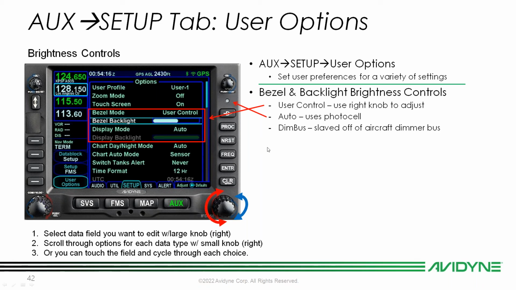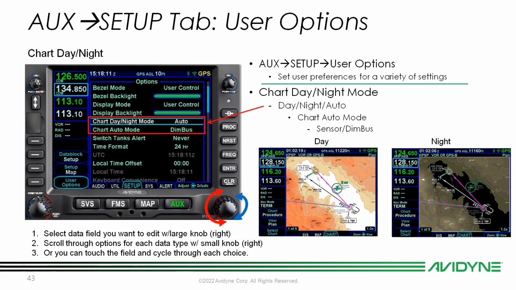And then dim bus. If we have either one of these set to dim bus, then that means that our bezel and or our display brightness is going to be completely controlled by that dimmer rheostat that we have wired into the IFD. Chart day and night mode, we can set that up for day, we can set it up for night, or we have it set up to auto. So based on the current brightness settings of the IFD, if we have it set to auto, it can automatically invert the colors of your Jeppesen charts and give you basically a night mode for all of your charts. Now we can have that set up for the sensor or based off the dim bus as well.